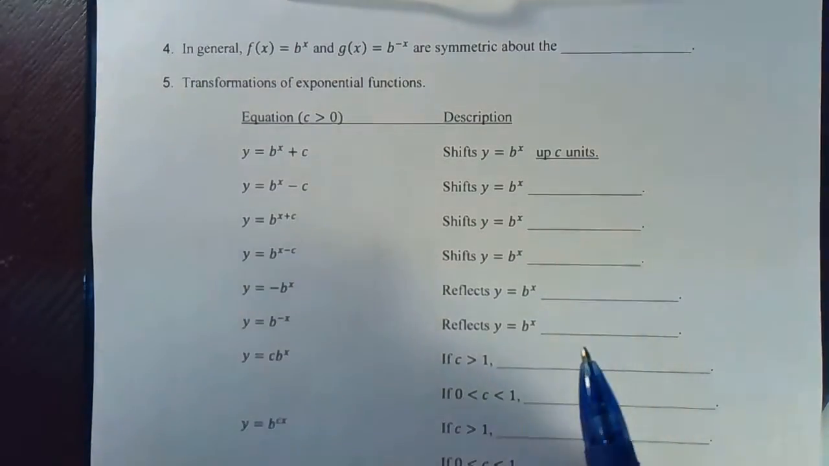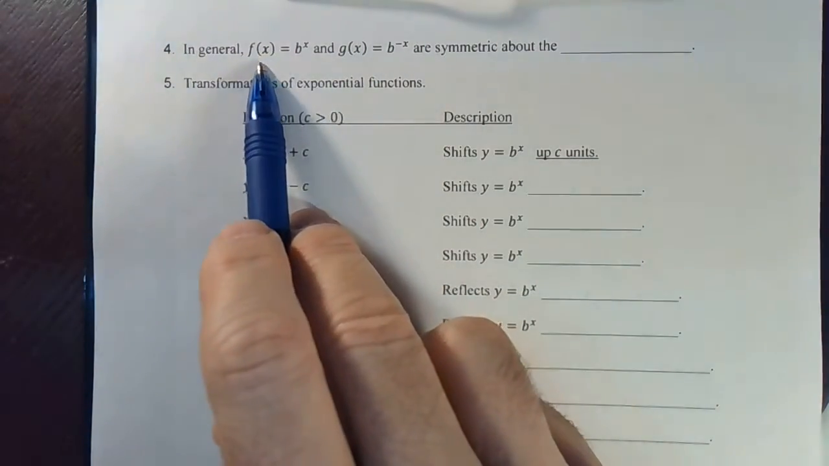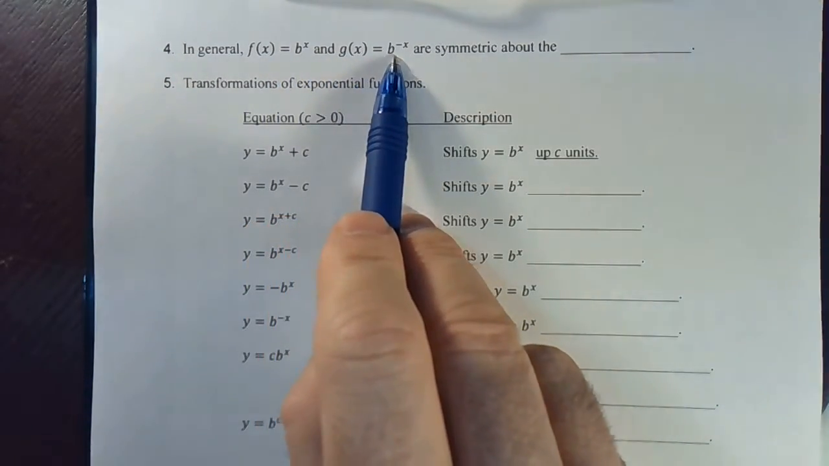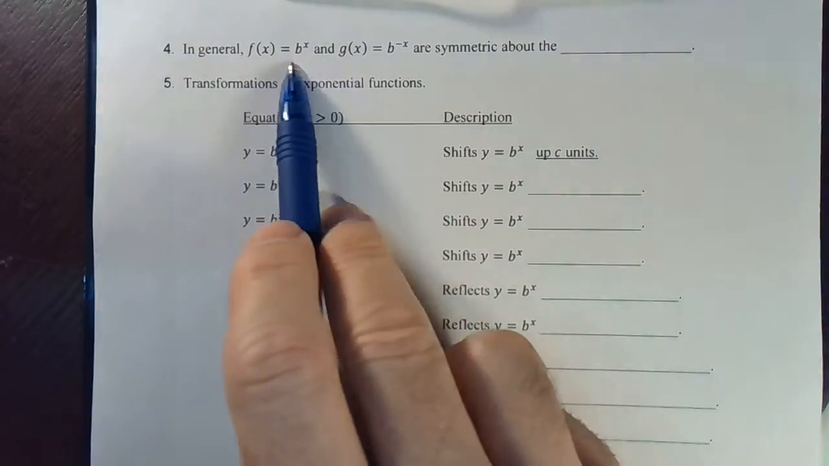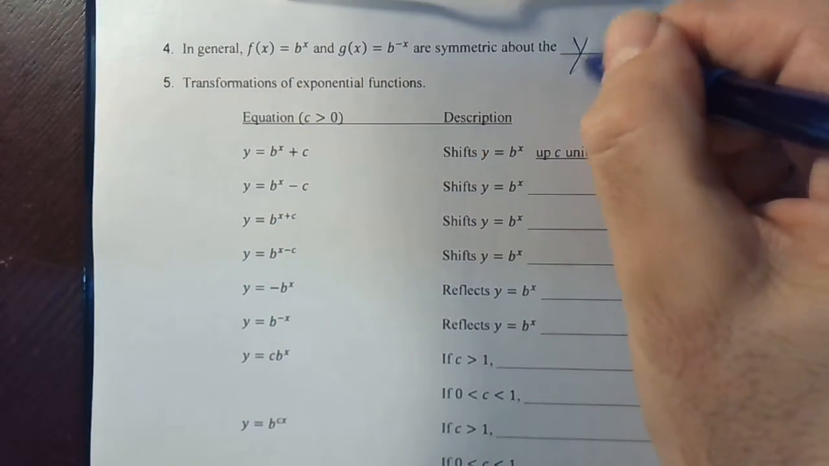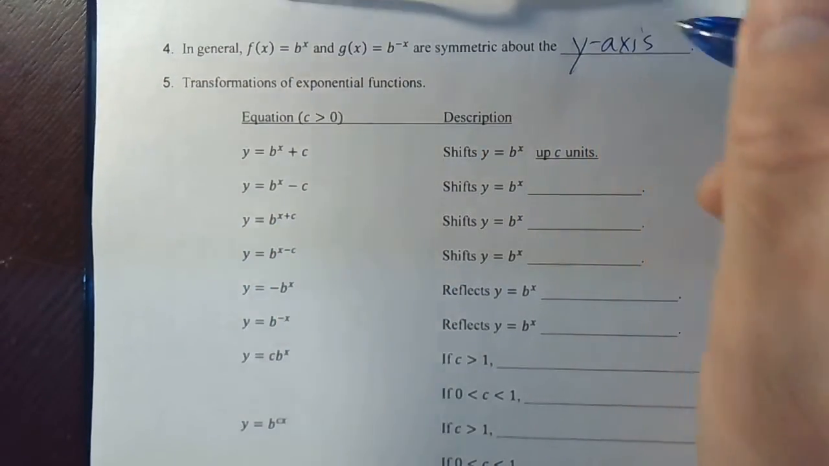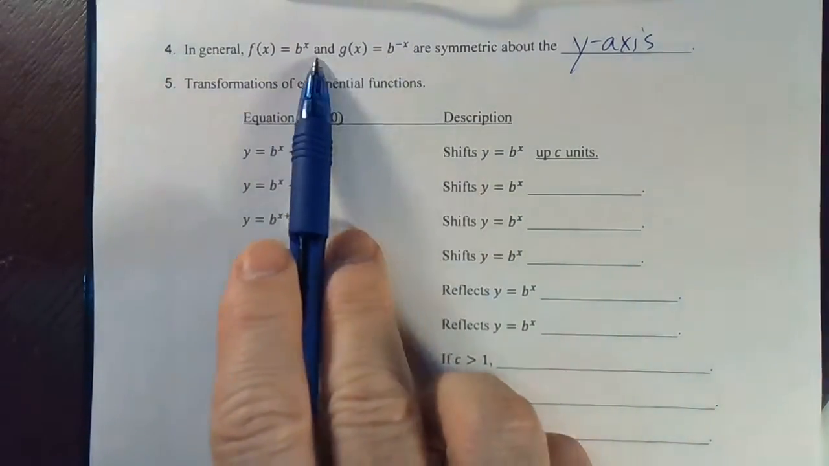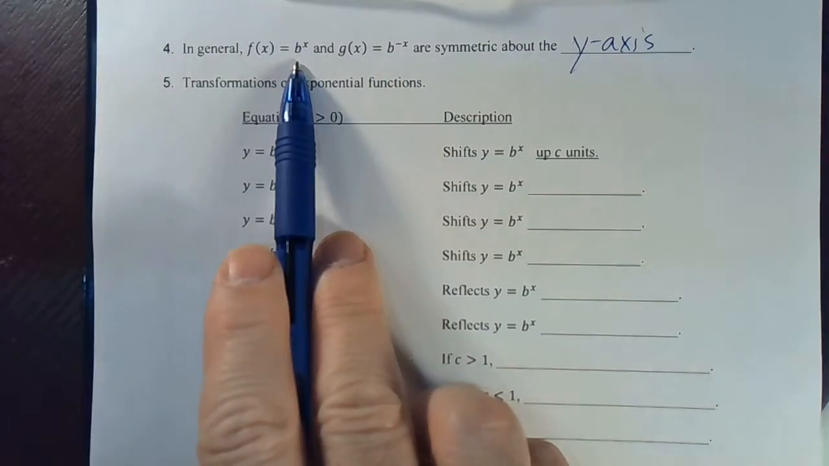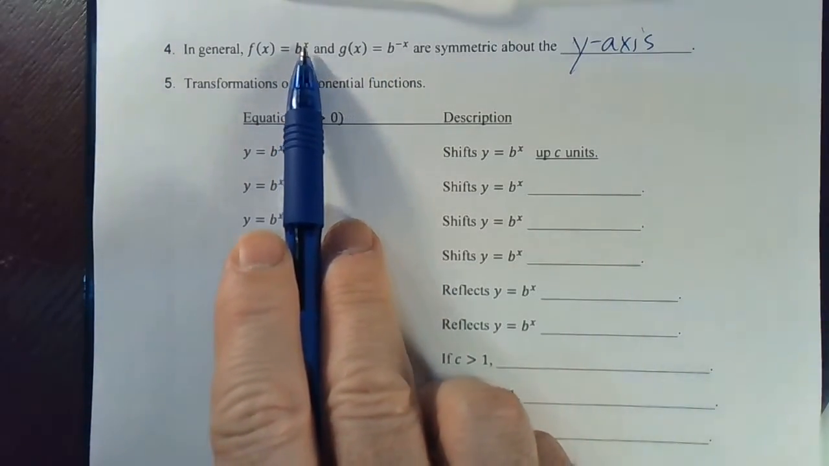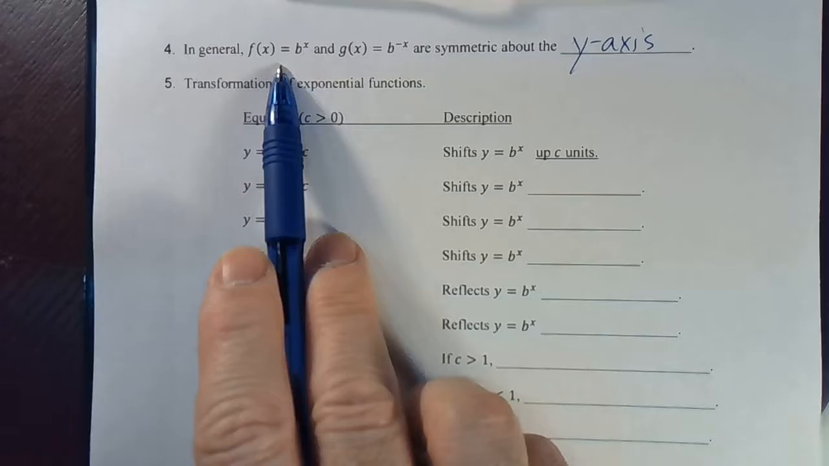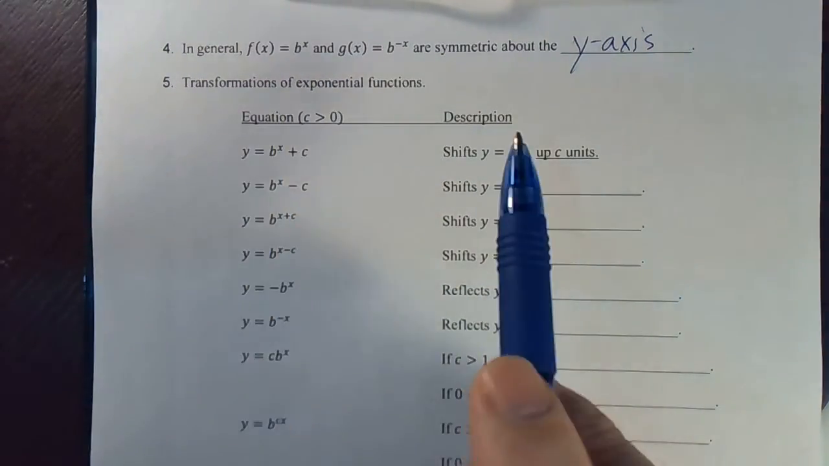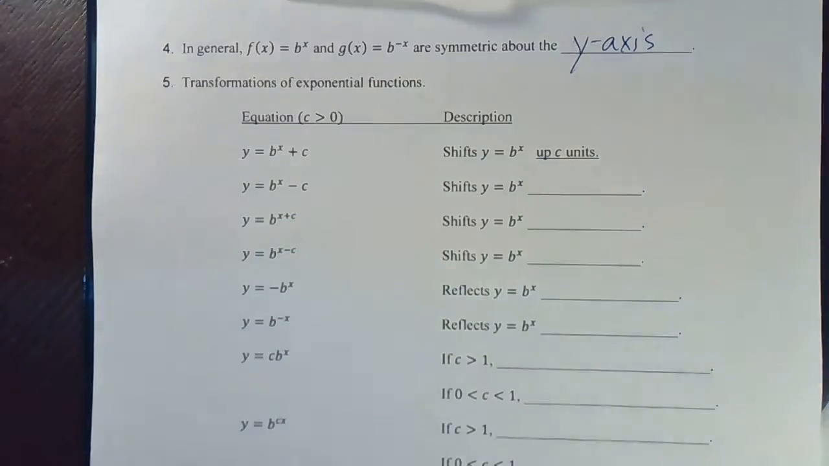As we saw in the previous video, if f of x is b to the x and g of x is b to the negative x, then those two functions are symmetric about the y-axis. Mirror images of each other in a sense. And it doesn't matter what b is, although obviously b has to be the same in both of these functions. 3 to the x and 3 to the negative x, 10 to the x and 10 to the negative x are pairs of functions that are symmetric about the y-axis.